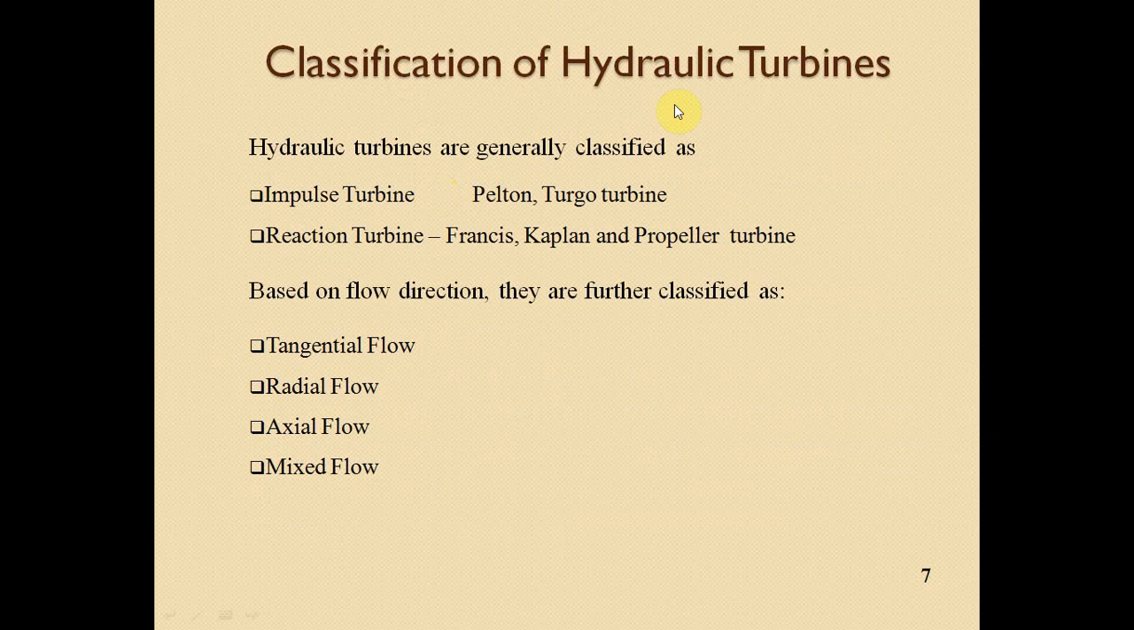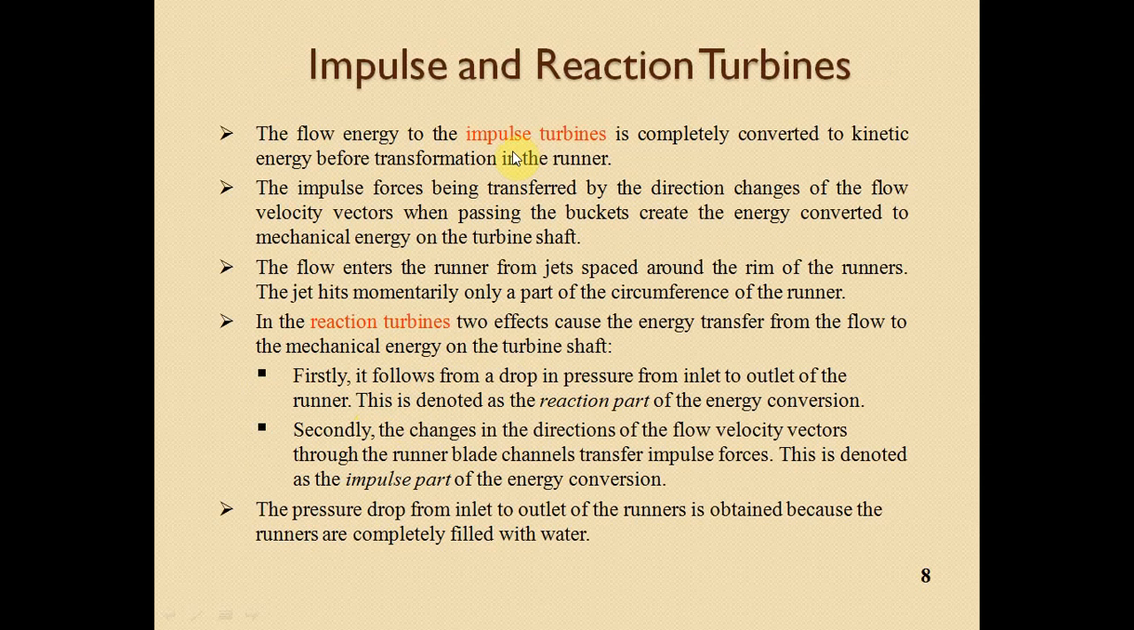Okay, then the classification of hydraulic turbines. They are generally classified as impulse turbines, such as the Pelton turbine, and the next one is reaction turbines, which include Francis, Kaplan and propeller turbines. Based on the direction of flow, they are further classified as tangential flow, radial flow, axial flow and mixed flow. So what is the difference between impulse and reaction turbines? The flow energy in the impulse turbine is completely converted to kinetic energy before transferring to the runner.